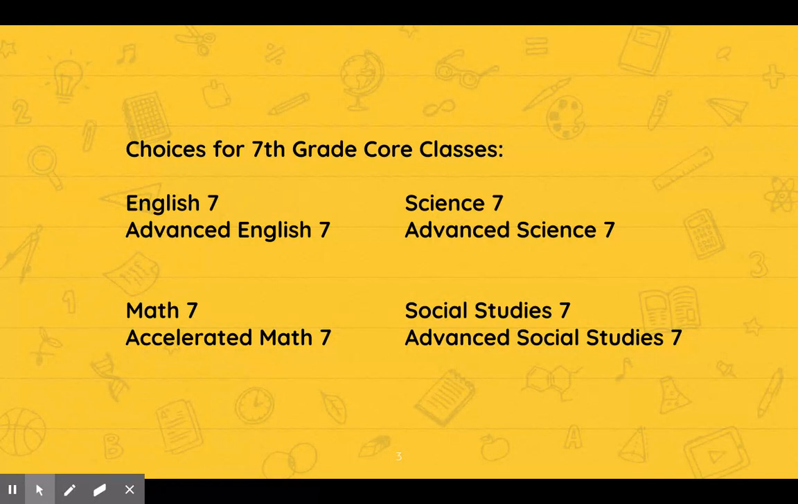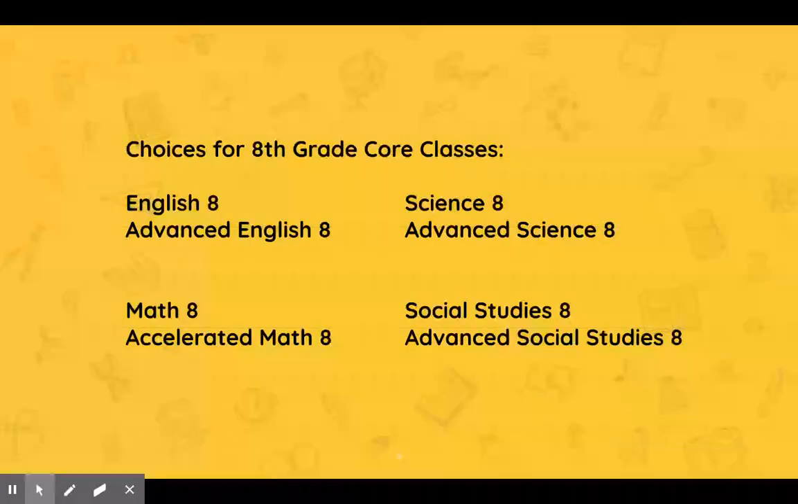Also, the accelerated math class and the regular math class do affect your high school course choices. In high school, all ninth graders will take geometry. In 10th grade, if you took Math 7 and Math 8, you will then take Algebra 1. In 10th grade, if you took Accelerated Math 7 and Accelerated Math 8, you would then take Algebra 2. This is where the math choice for middle school affects high school. So just keep those kinds of things in mind as you're making those choices.